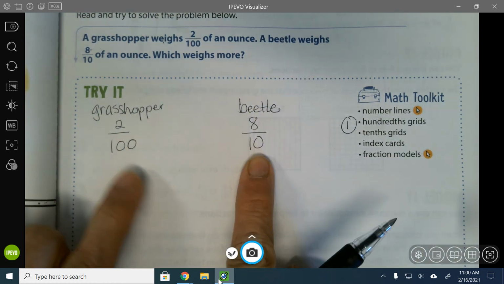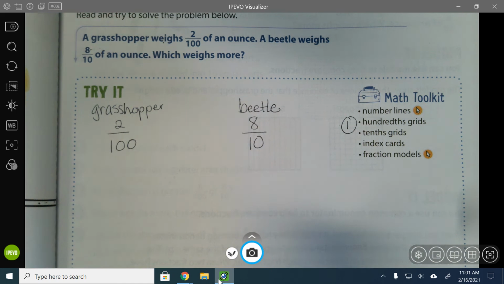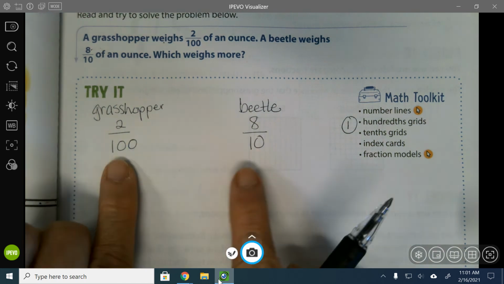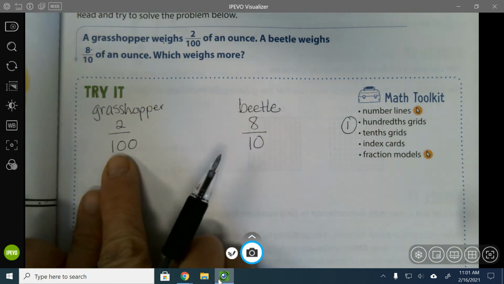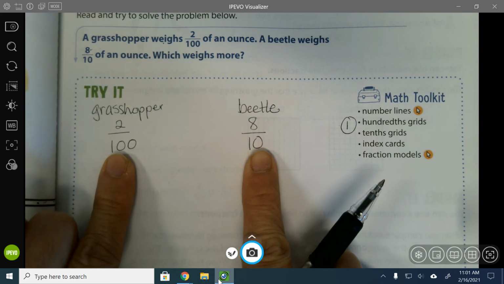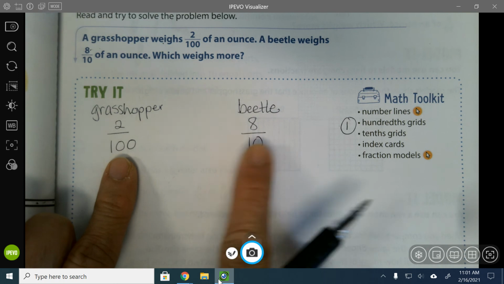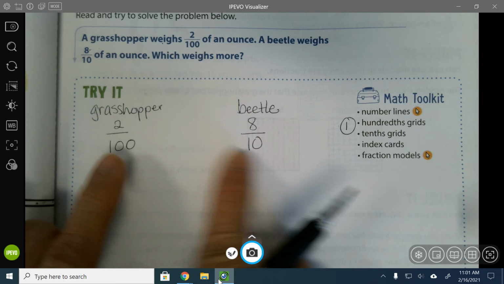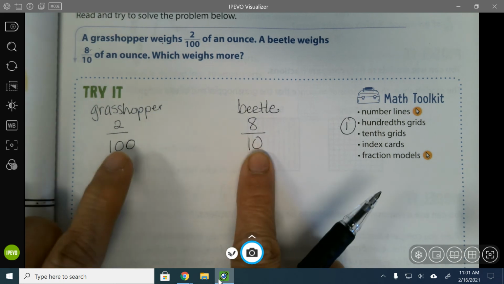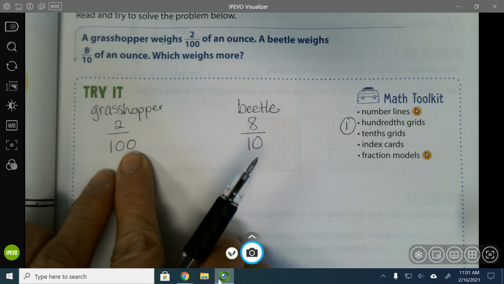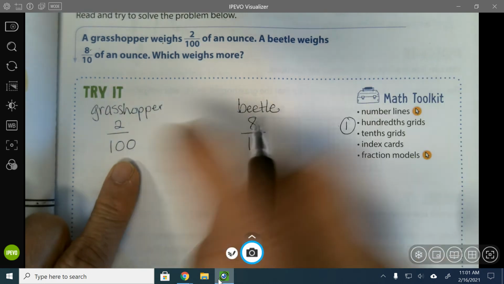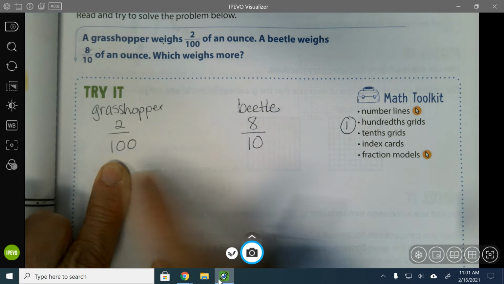I can look at it. I'm like, oh my God, I don't know. Let's see. I need to see if 10 can go into 100 because the denominators are different. And so the next step is to see if the one smaller can go into the big one. Obviously, yes. 10 can go into 100 10 times. So I will leave this alone. Do not mess with this.